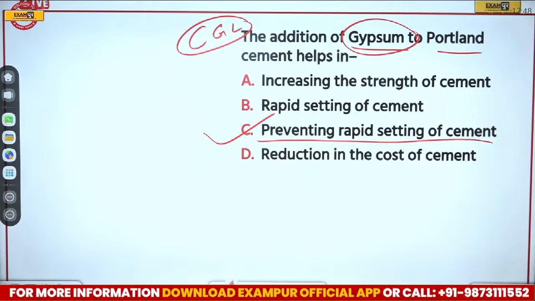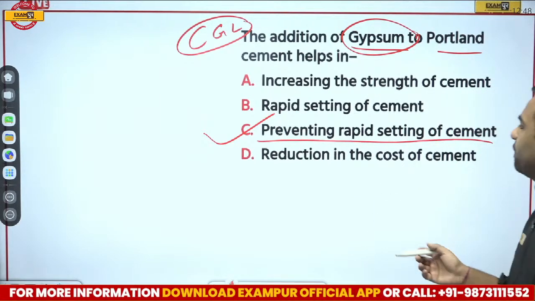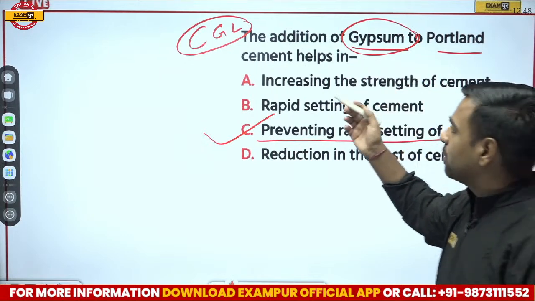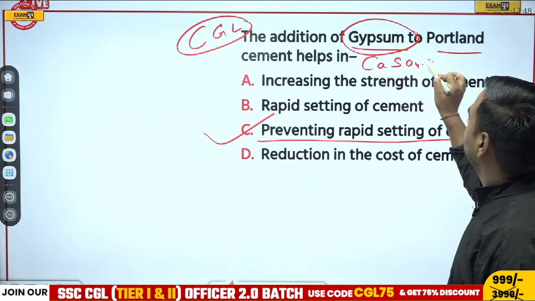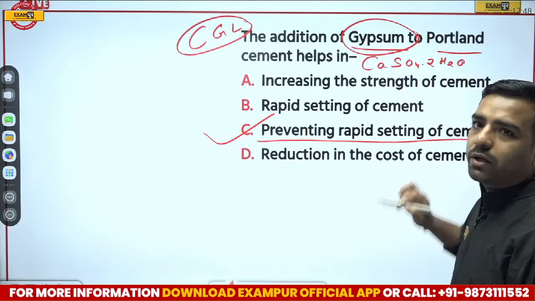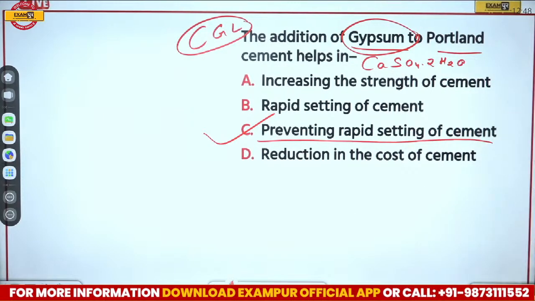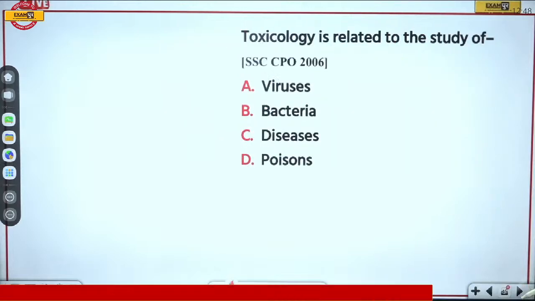So addition of gypsum to the Portland cement helps in the prevention of rapid settling of the cement. Now, if I talk about the formula of this gypsum, it is CaSO4.2H2O. Okay then. So this was the question. Let's move forward with the next question now.